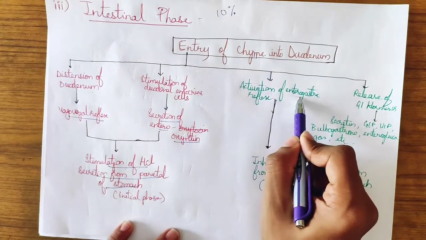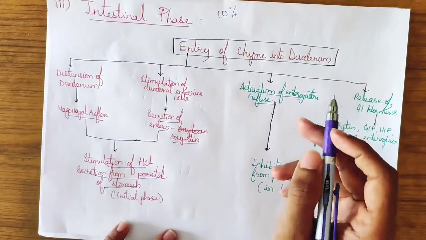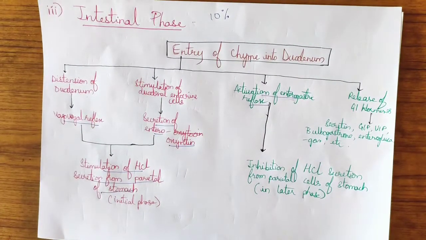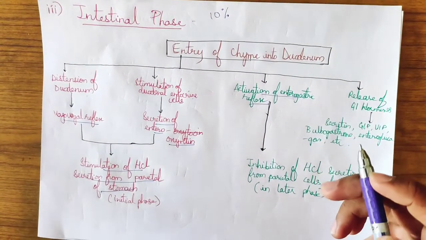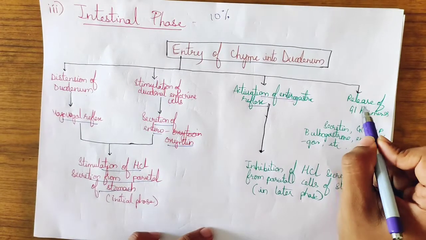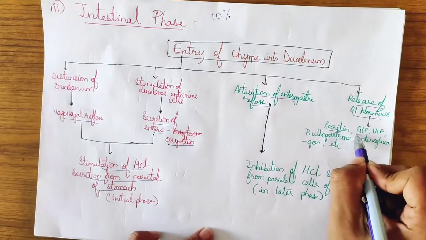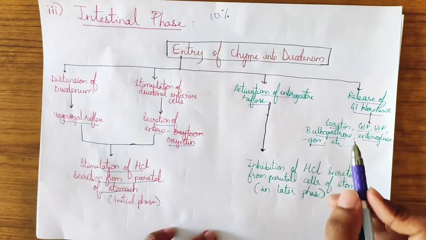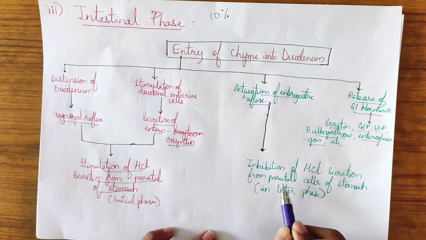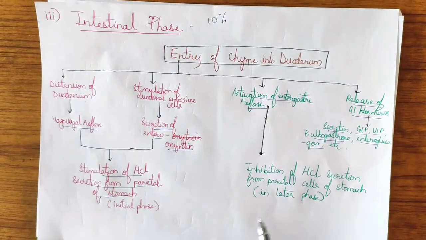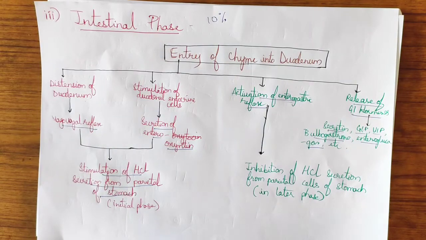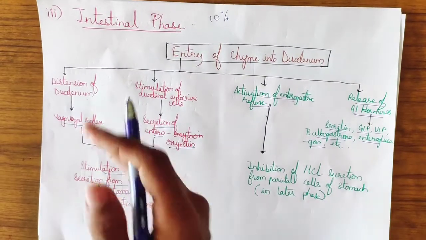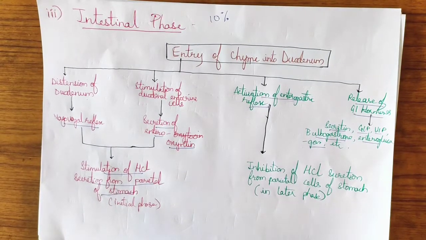Then there is the activation of the enterogastric reflex. The enterogastric reflex is nothing but the negative feedback mechanism through which the activity of the parietal cells is decreased and there is decreased HCl production. Then there is release of the GI hormones like secretin, GIP, VIP, bulbogastrone, enteroglucagon, etc. So this further results in the inhibition of the HCl secretion from the parietal cells of the stomach. This occurs in the later phase of the intestinal phase. So the initial phase of the intestinal phase is the stimulating phase and the later phase of the intestinal phase is the inhibiting phase.